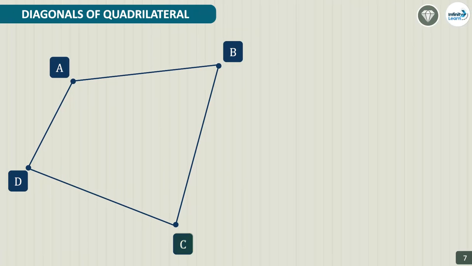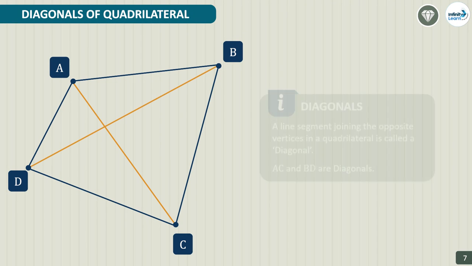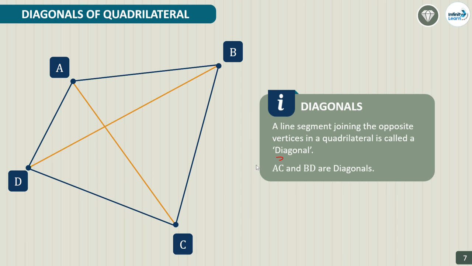Now the diagonals of quadrilateral. These are the two diagonals AC and BD. A line segment joining the opposite vertices in a quadrilateral. AC is a diagonal, BD is a diagonal.